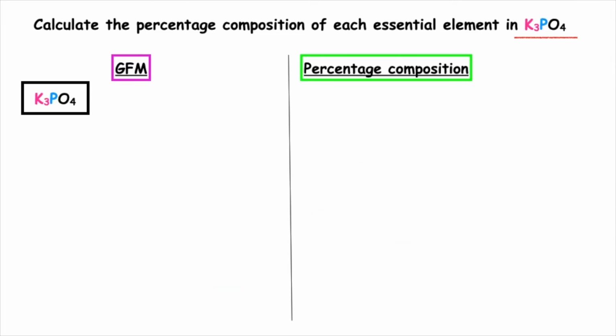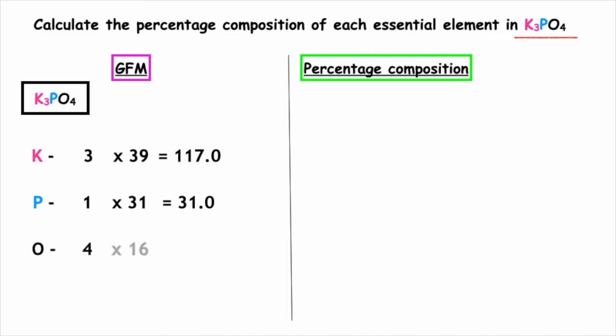Let's work out the percentage composition of each essential element in potassium phosphate. Firstly, we have to work out the GFM. How many potassiums do we have in the formula? We've got 3 multiplied by the relative atomic mass, which is 39. 3 times 39 gives 117. Phosphorus, we've got 1 in the formula, times the relative atomic mass, which is 31. 1 times 31 gives us 31. Oxygen, we've got 4. 4 times 16 gives 64, which means the GFM comes in at 212 grams.